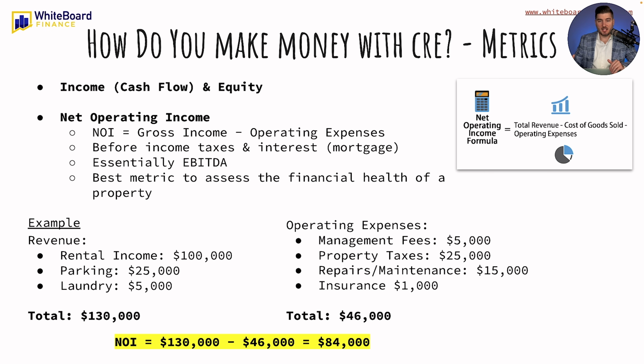Okay, so how do you make money with commercial real estate? Let's talk about some of the metrics we use. There are two biggest things that you're going to make money with in commercial real estate. One is your income, aka the cash flow that the property brings in or doesn't bring in.